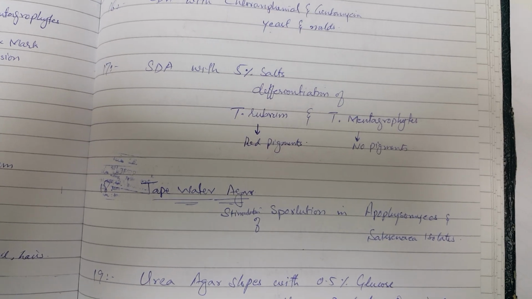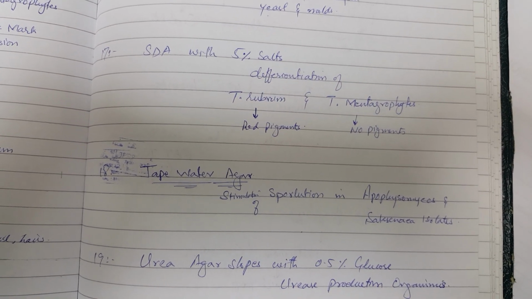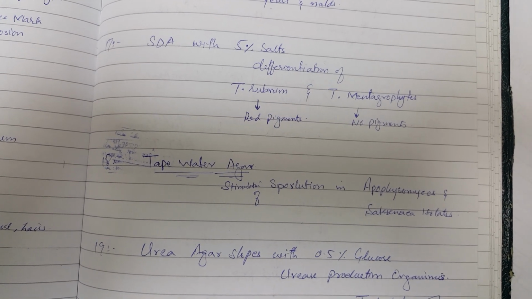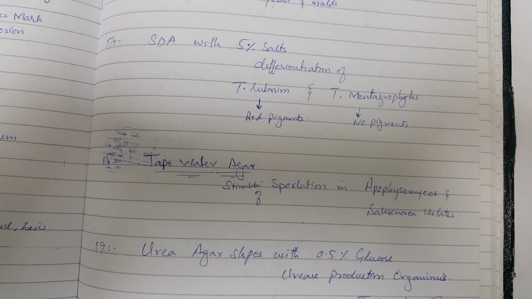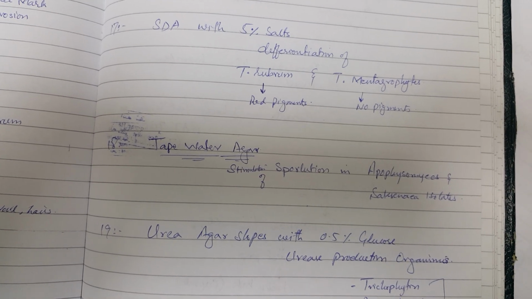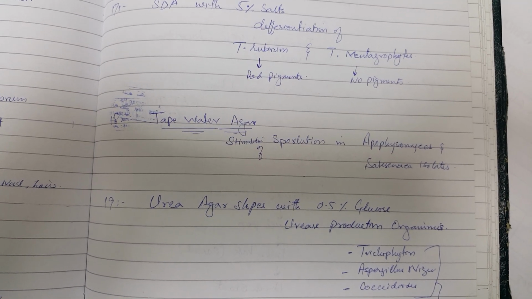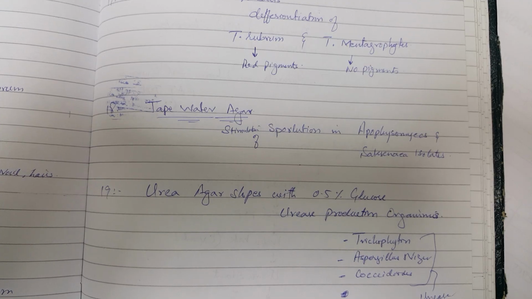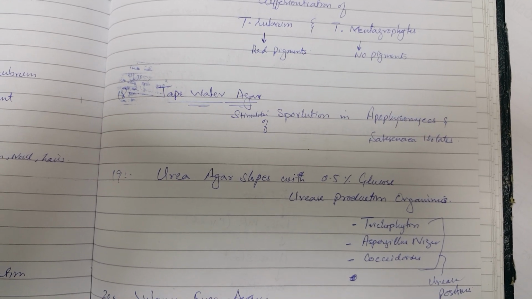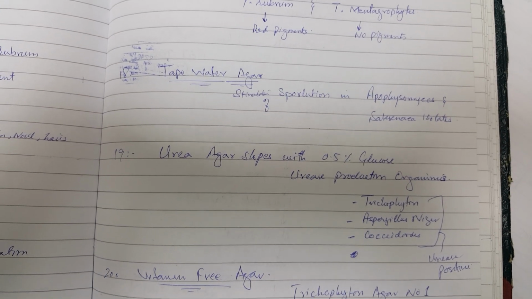produce no pigment. The tap water agar is most widely used for stimulating sporulation in some zygomycetes like Apophysomyces and Saksenaea isolates. Urea agar slope with 0.5% glucose is used to differentiate between organisms by urease production; Trichophyton, Aspergillus niger and Coccidioides are urea positive.